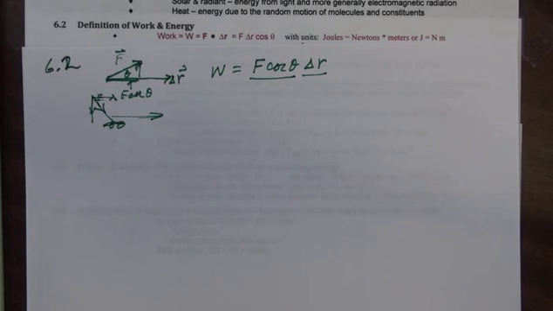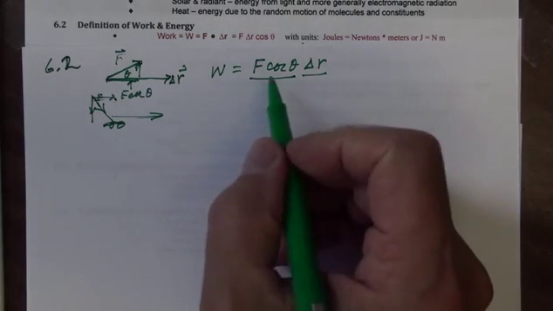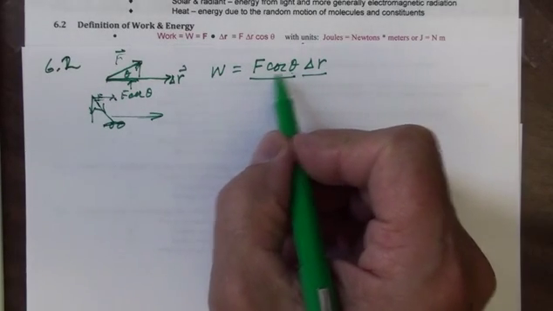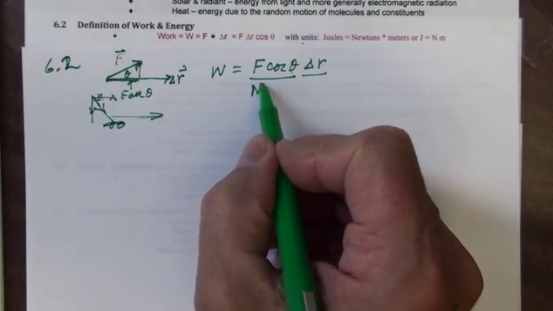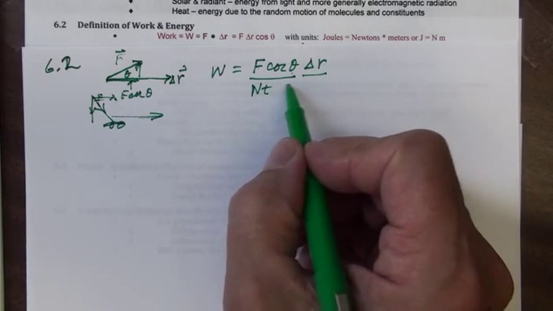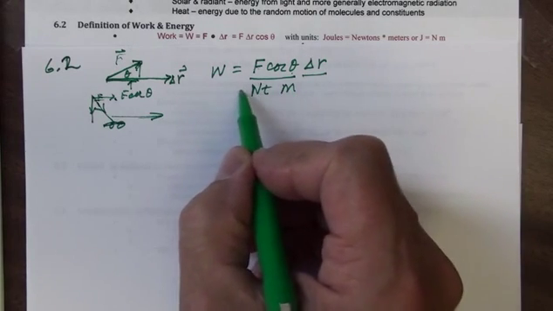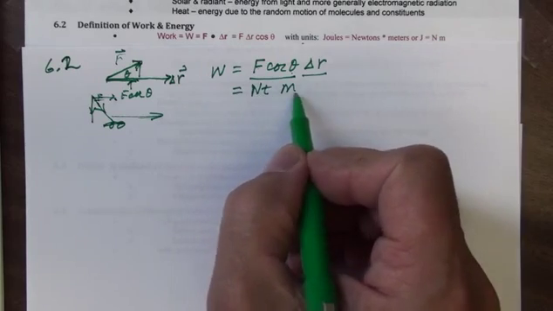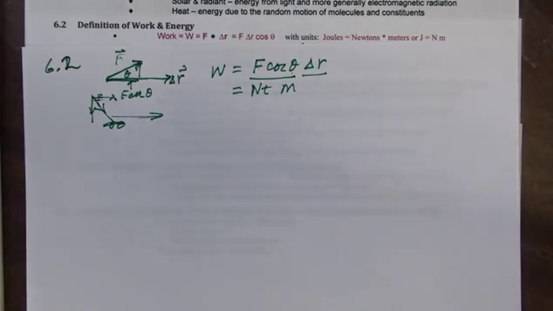So we need to think about what the units are for this. Of course, cosine theta has no units, but F has the units of a Newton, and the change in distance, or the distance I go, is a meter. So work or energy is given in Newton meters. But we give a name to this.